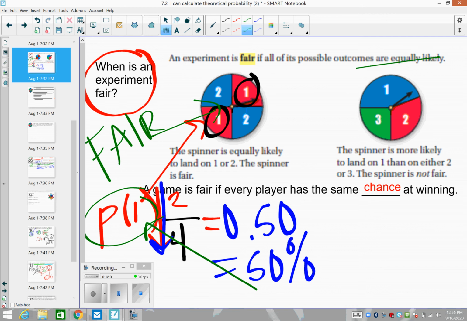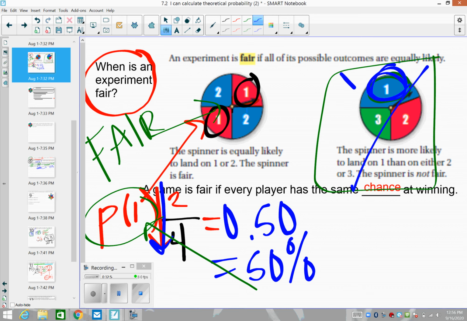So what would be something that is not fair? It would be this example. We would ask, does somebody have a better chance of winning than the others? Does somebody occupy more space of the game board, the spinner? And you would say, well, clearly player 1 has a better chance to win than players 2 and 3. So this one would not be a fair spinner. It would be unfair to use that for any sort of real competition. Everybody would want to be player 1.